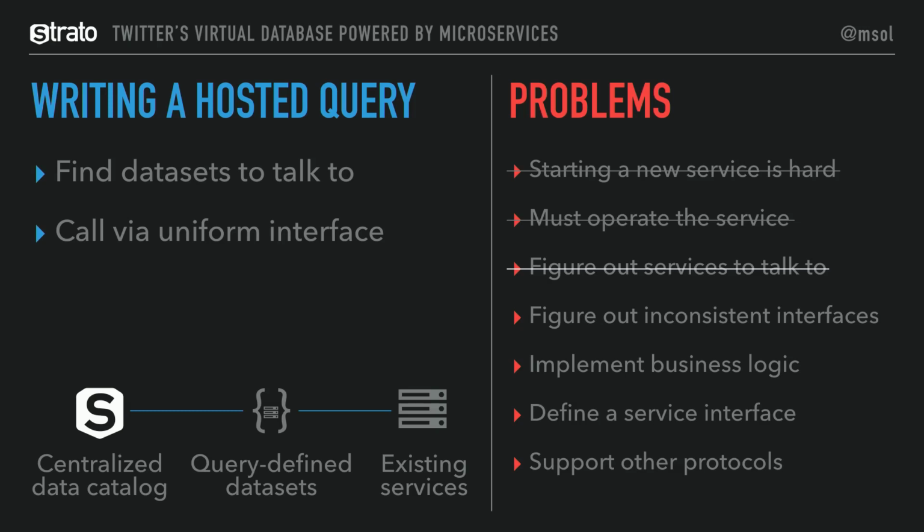But in Strato, interfaces are simply the data types. Batching is handled for you, and errors are always exposed the same way. So we no longer have to figure out inconsistent interfaces. The next step, we need to implement some business logic. This part actually stays the same.